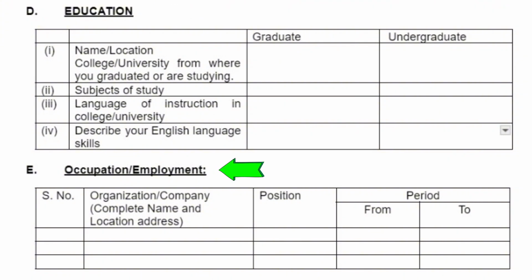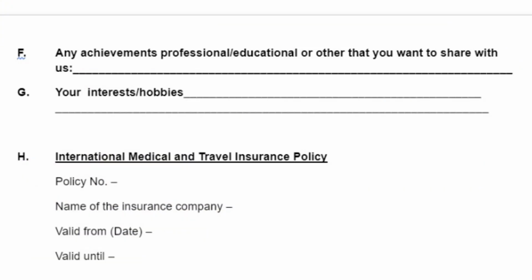Section E, occupation/employment. If you are employed, you can put in this information. Section F talks about achievements, professional, educational, that you want to share, so you can write a bit about that. And section G talks about your interests or hobbies.